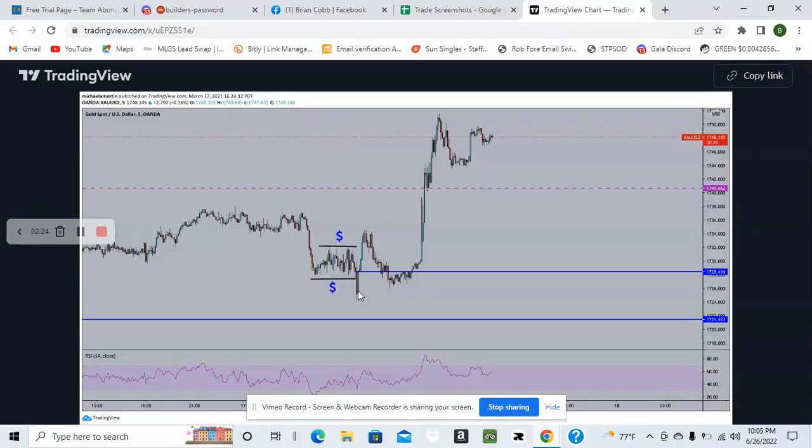Not only did it wipe out all the liquidity and stop losses, it created something called FOMO, fear of missing out. People started jumping into this trade, thinking it's going down. When what did it do? It reversed, it went back up and took all these stop losses out, took all this liquidity out.